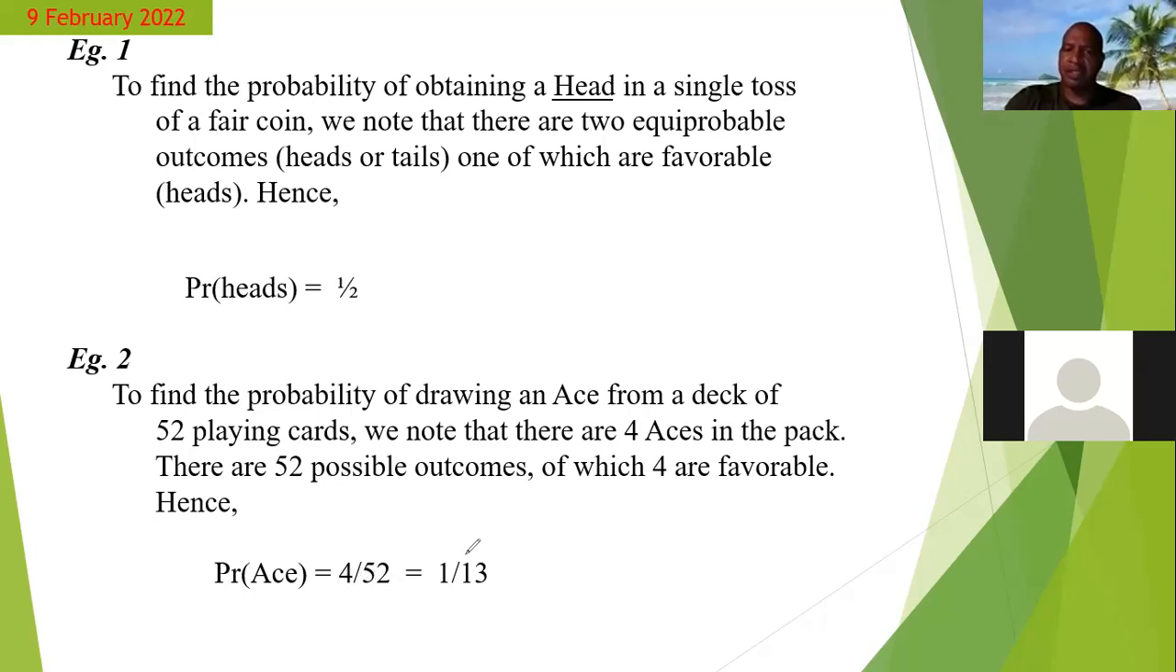And then we would cancel down that if we can cancel. And so we see that 4 can go into itself 1 time, and 4 can go into 52 13 times. And so this would simplify into 1 over 13. Is that clear to you guys?